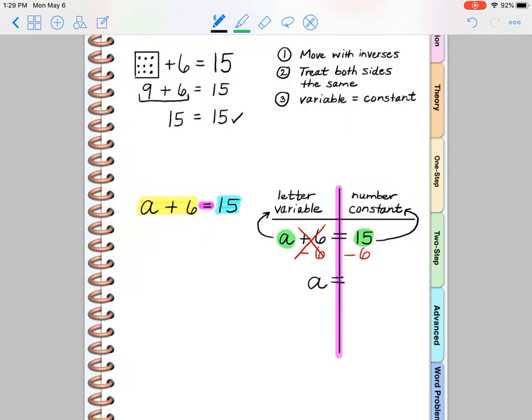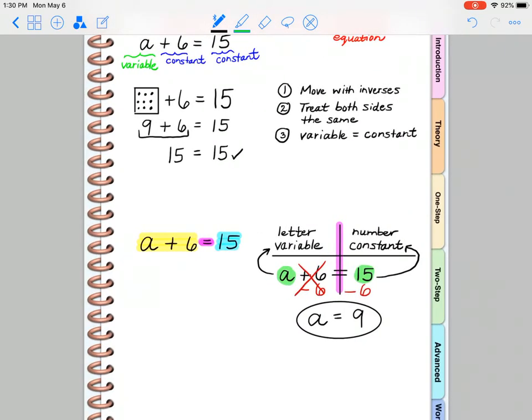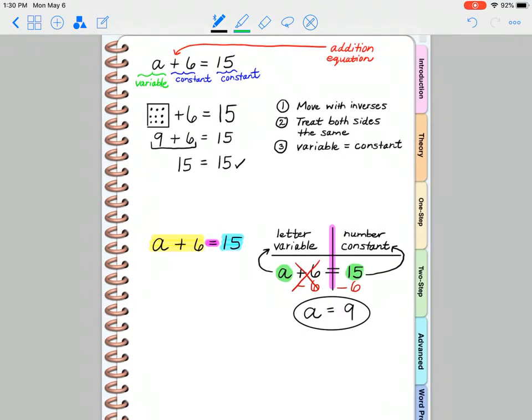Remember, this is the equal sign. 15 take away 6 is 9. There's your solution using algebra. A, one letter, one number, is a solution. So A equals 9, which we knew from the beginning because we used the box and the dots method, but that will not work in most cases. So we can see the proof of what we're doing, but the algebra is what's so very important. And you have solved your first equation.